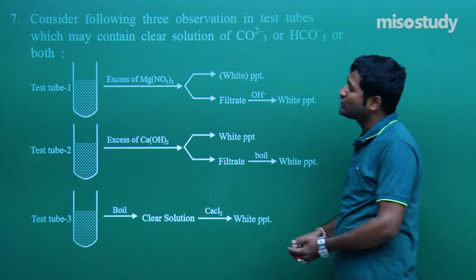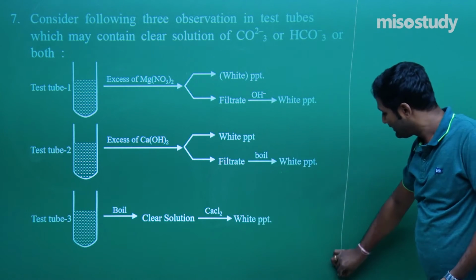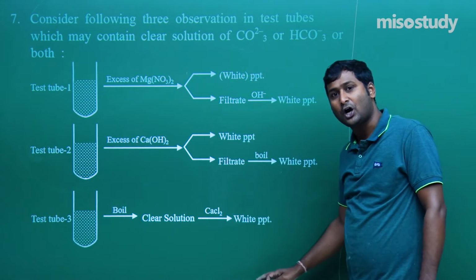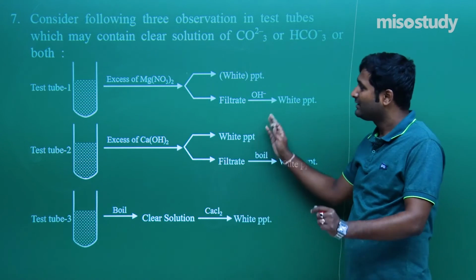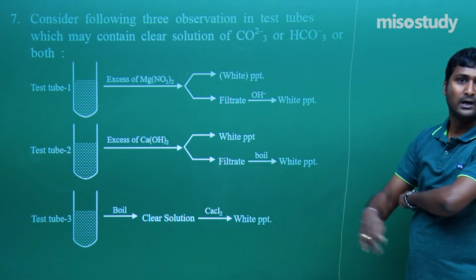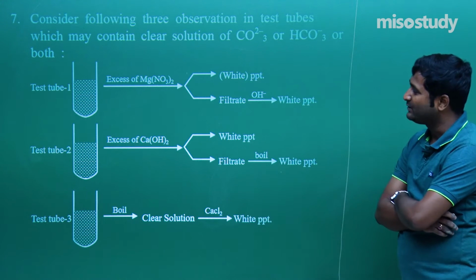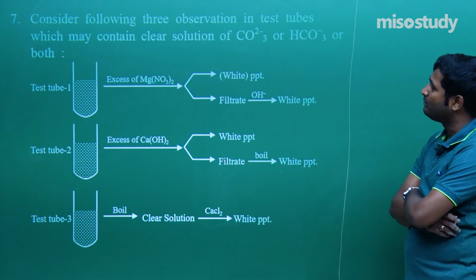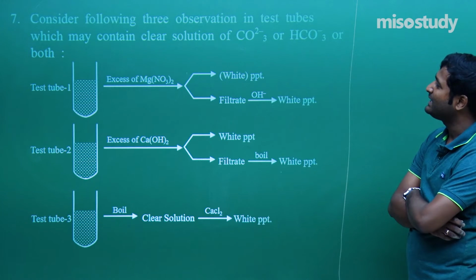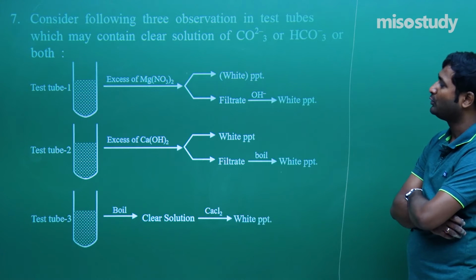This is a question completely from salt analysis, that is the determination of anionic radical and cationic radical, as I have discussed in salt analysis. Now tell me, I am leaving this question for you. I have discussed this question in salt analysis. Consider the following three observations in a test tube which may contain a clear solution of carbonate and bicarbonate, or both.